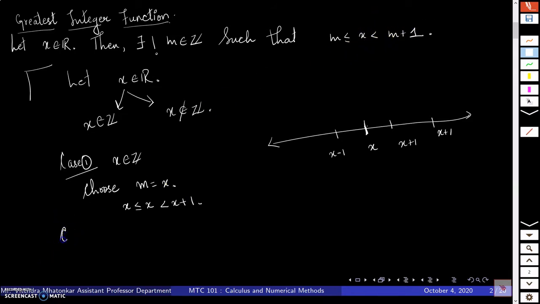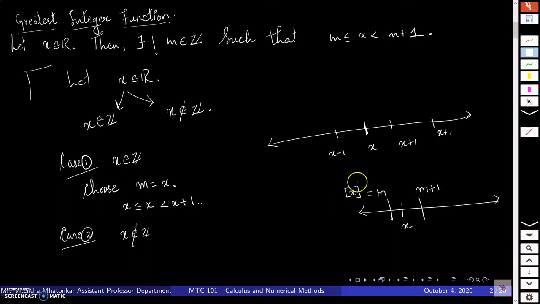If x is not an integer, then I have case 2. Let me put this also on the number line. If x is not an integer, it is definitely going to lie between two integers. So I will call this m and I'll call this m plus 1. And this m is called the integral part of x. If it is not an integer, you only look at the integral part and you remove the decimal part, and then you come to m. Another notation for this is you put a box bracket and you write the number x inside it. That means I'm looking at the integral part of x.